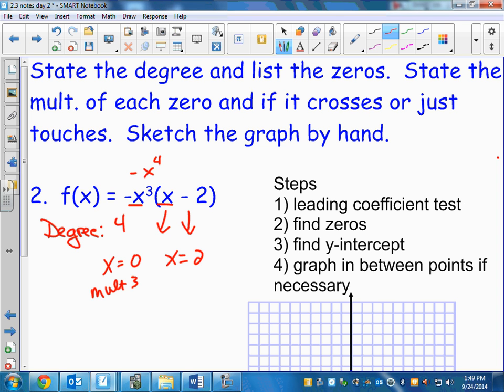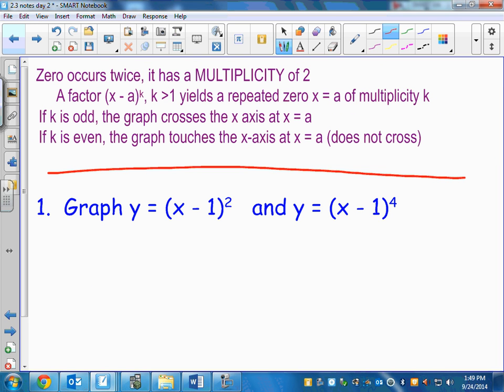State the multiplicity. You missed that part, which is this big long thing that I can show you after we're done with the notes. But we wrote out multiplicity. Basically, the short answer is the multiplicity is, if the power is bigger than 1, it's just whatever the power is. It means how many times the 0 repeats itself. Okay?